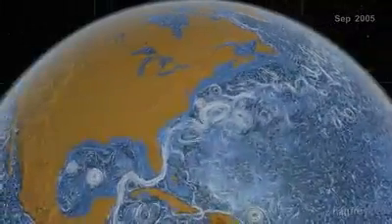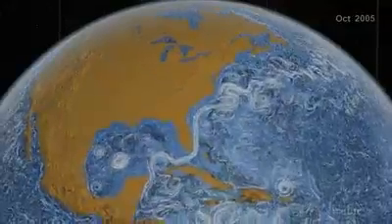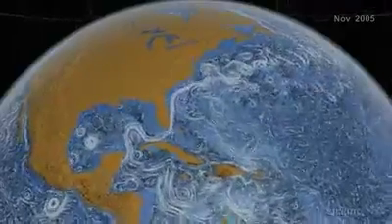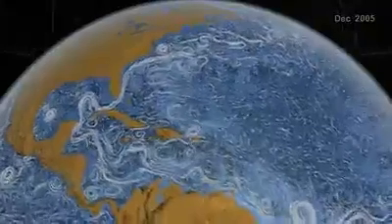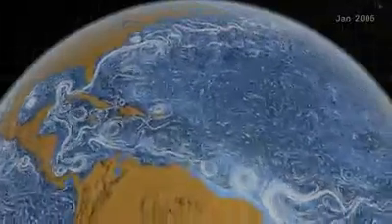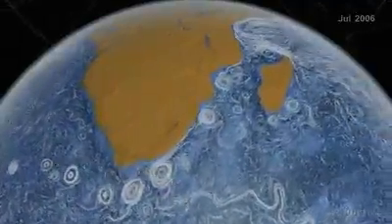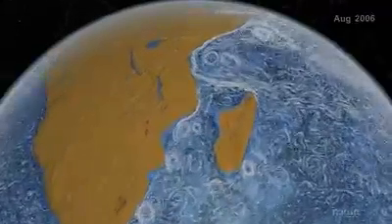I first encountered this visualization a year or two ago at a scientific conference where NASA had a stand, and I was just absolutely gobsmacked by this. I mean, what we're looking at here is ocean currents, and this is based on both satellite data as well as things like ocean buoys and so on.